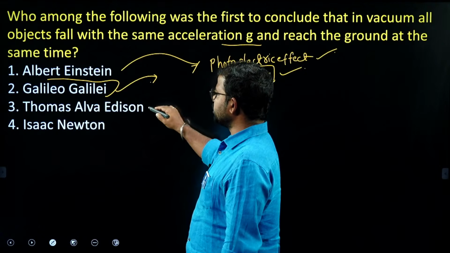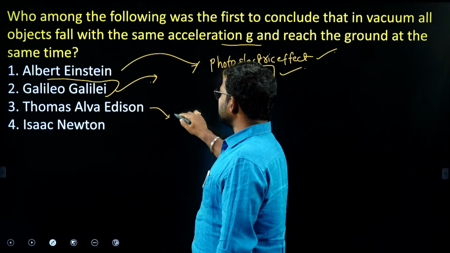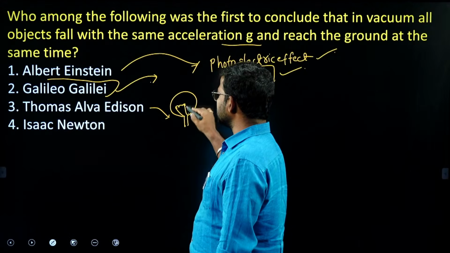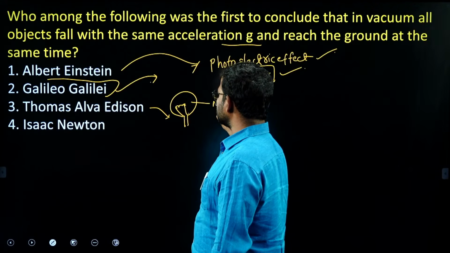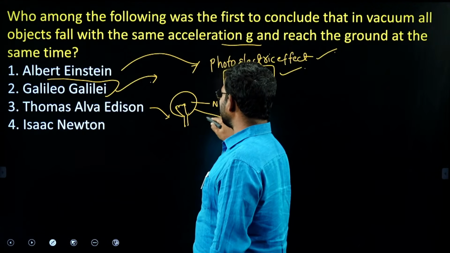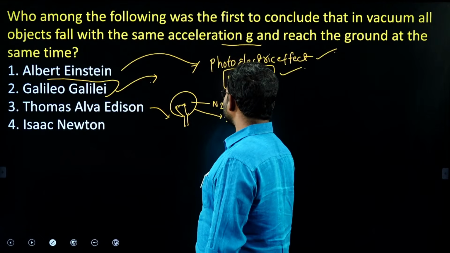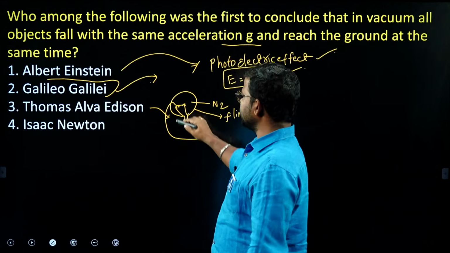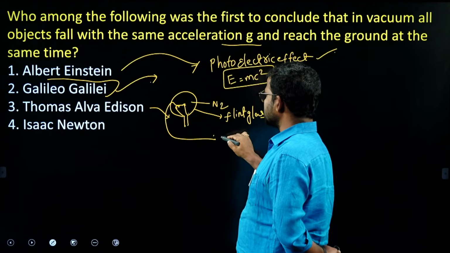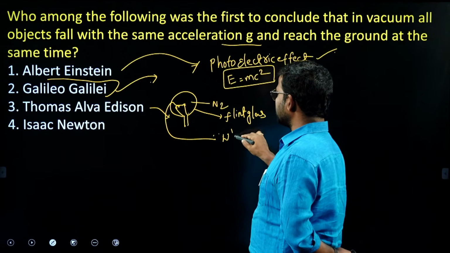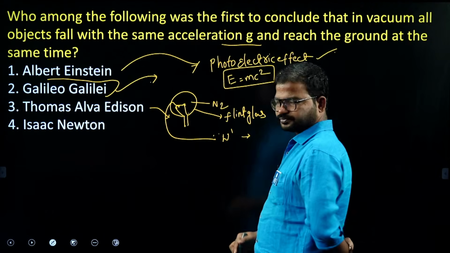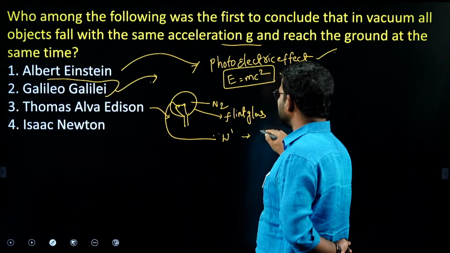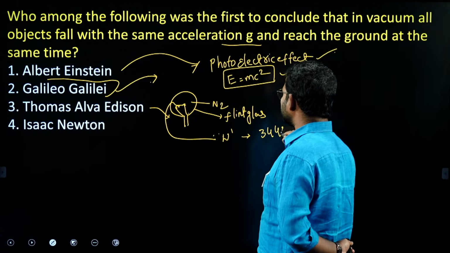Next, Thomas Alva Edison. The electric bulb was invented by Thomas Alva Edison. Here, guys, we are using nitrogen gas, and this is flint glass. The filament can be made using tungsten, nothing but W. Why? Because it has the highest melting point, approximately 3442 degrees centigrade.